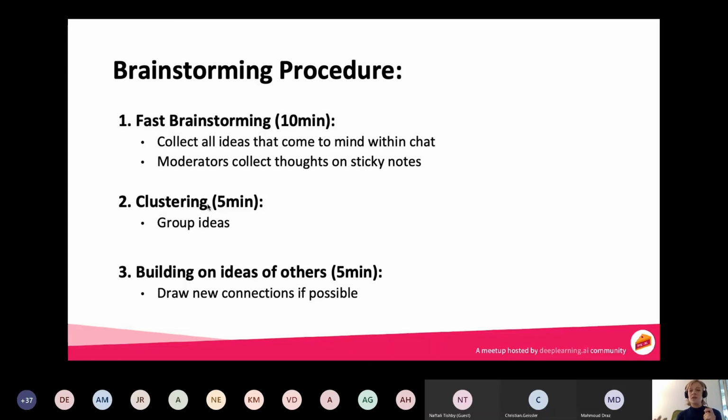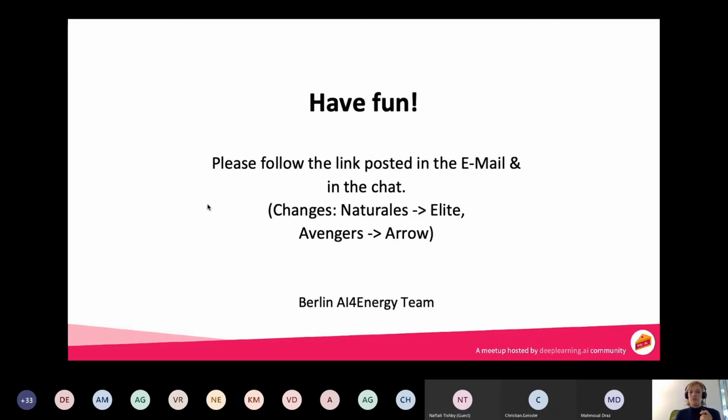The procedure is going to be as follows. We will have a fast brainstorming session where we collect all ideas that come to mind. They are going to be shared within the chat, and the moderators, so we have one moderator per group, are going to collect them on sticky notes. After that we'll have 5 minutes to cluster the ideas and find common ground, and in the end we again have time to build on top of the ideas of each other.